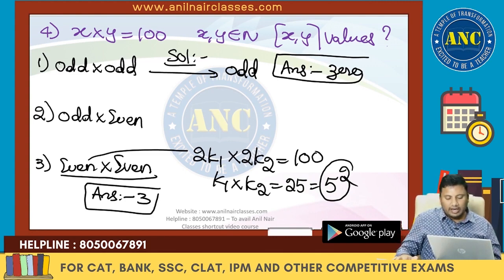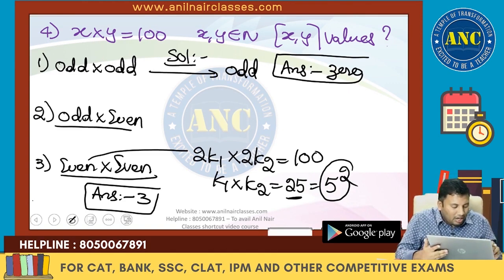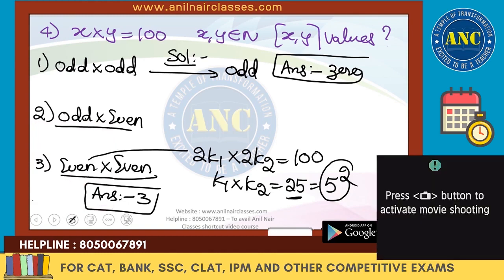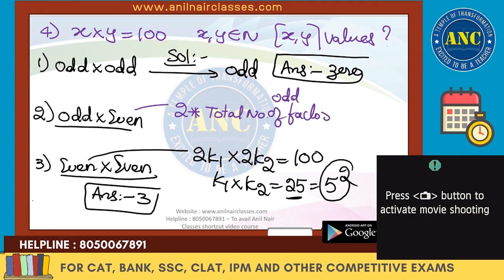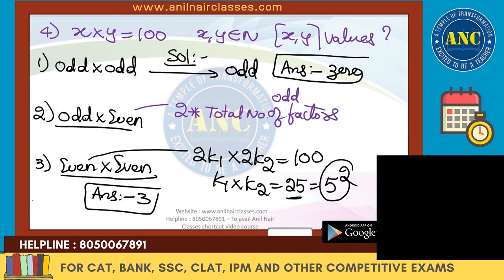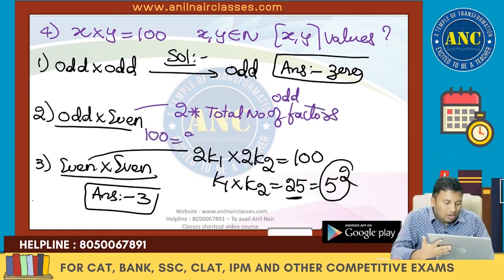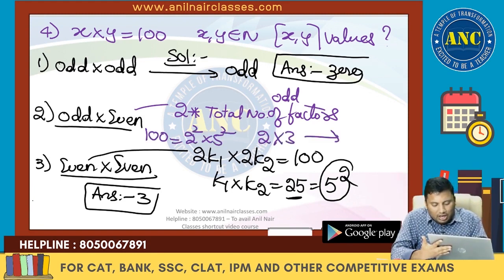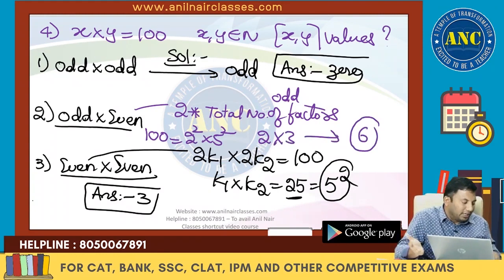2k1 into 2k2 is 100, so k1 into k2 is 25, which is 5 square. Total 3. Odd into even is nothing but twice the total number of odd factors. 100 is nothing but 2 square into 5 square. Total number of odd factors is 3. 2 times 3 is 6. I hope it is clear to you.